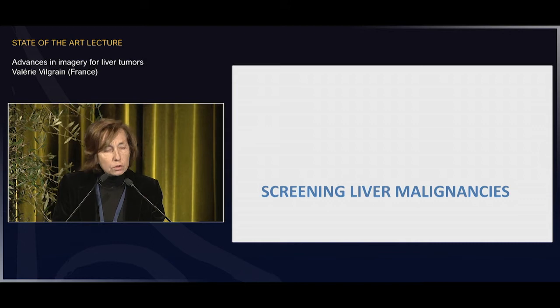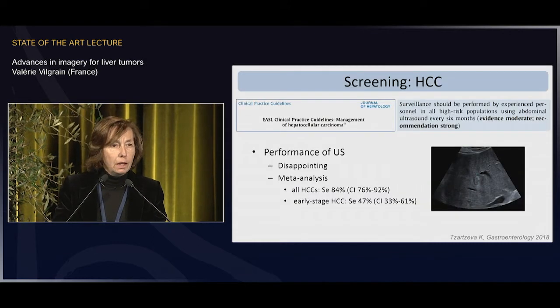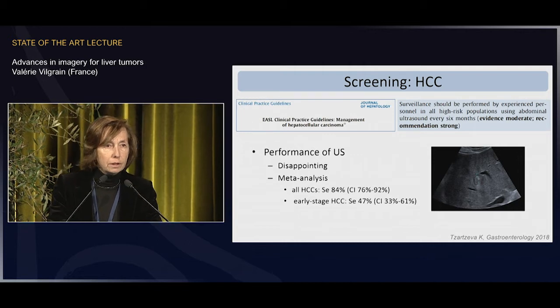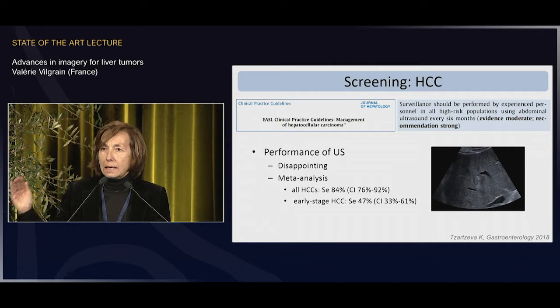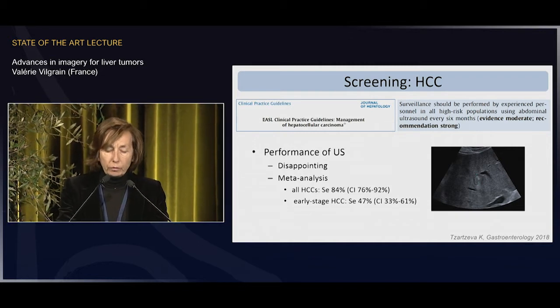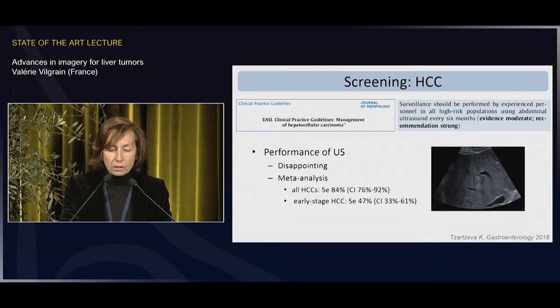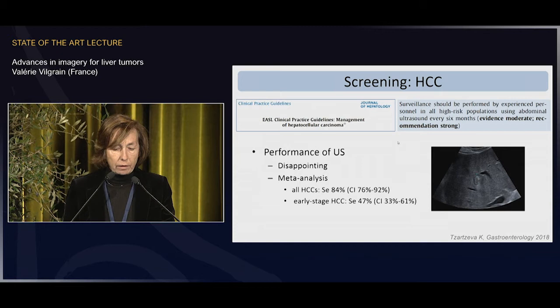Now moving on, screening. And we will start with the hepatocellular carcinoma. You know, this comes from the last EASL guidelines, and this is common in all guidelines dealing with HCC. Surveillance should be performed in all high-risk populations and using abdominal ultrasound every 6 months.